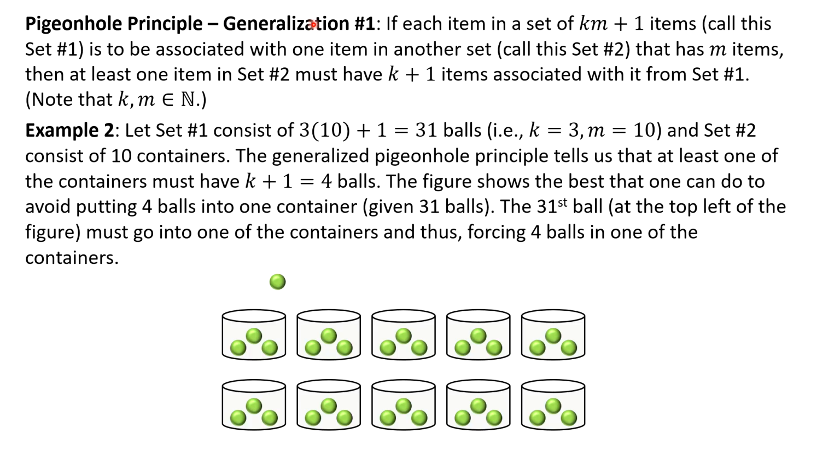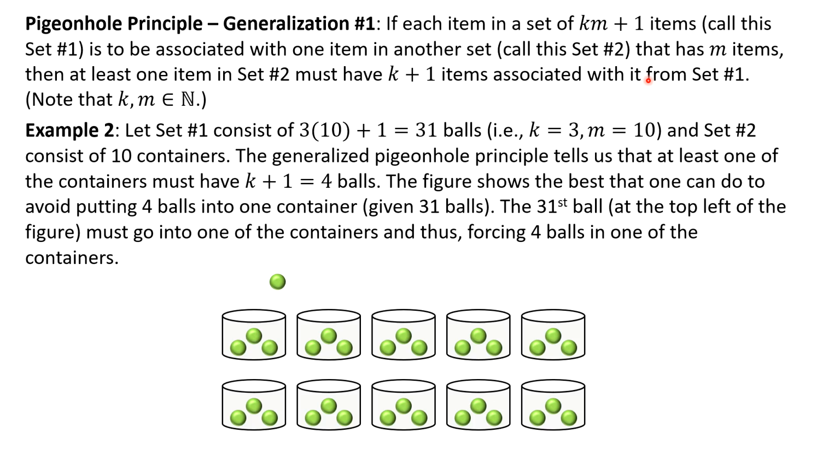Pigeonhole principle generalization number 1. So if each item in a set of k times m plus 1 items, we'll call this set 1, is to be associated with one item in another set, call this set 2, that has m items. So you have more items in set 1 than set 2. Set 2 is sort of the containers, and set 1 are the pigeons or the balls or the marbles or whatever that you're associating with the second set. So in this case, at least one item in set 2 must have k plus 1 items associated with it.